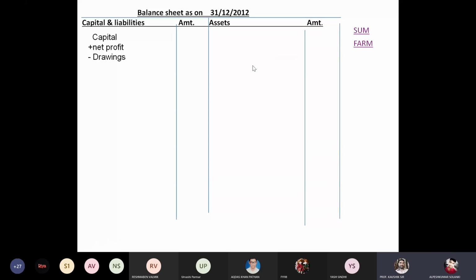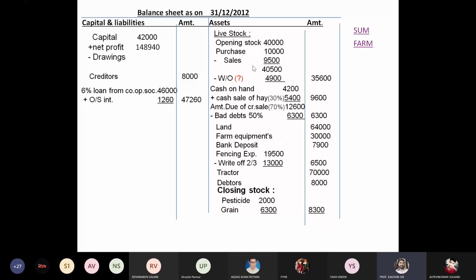Okay. Yes, okay. So write down the total of the balance sheet. Can you see the total of balance sheet? 2,46,200. Yes, sir. Okay. So the example is completed and the unit is also completed. Okay. Let me finish the recording.